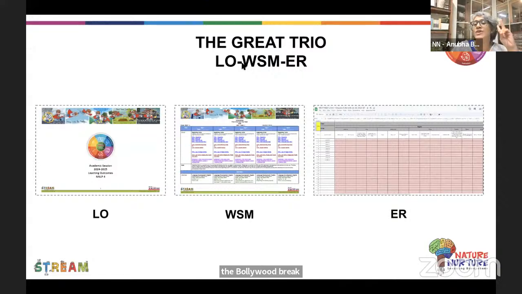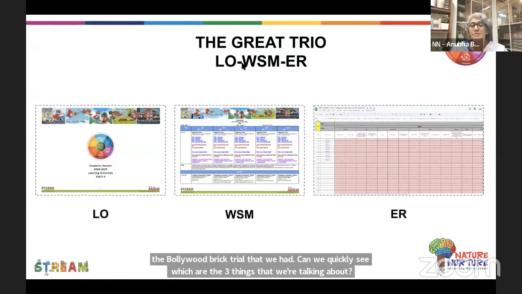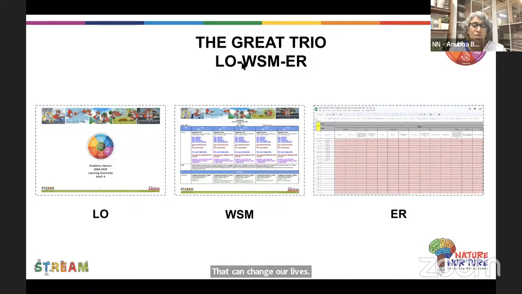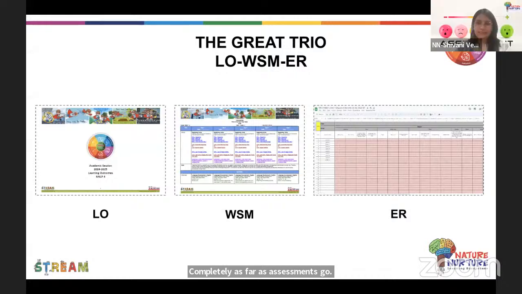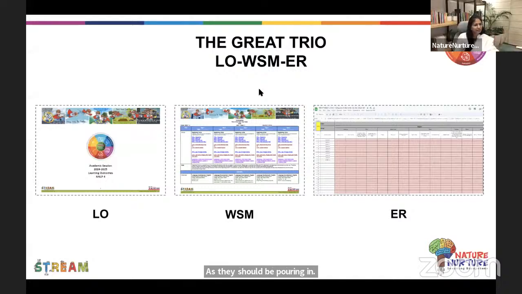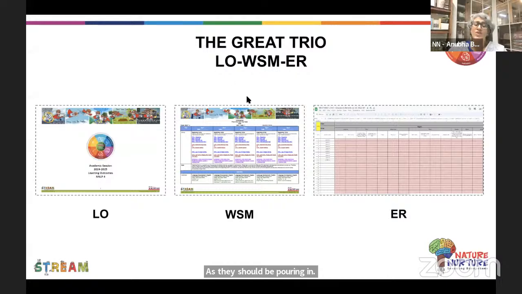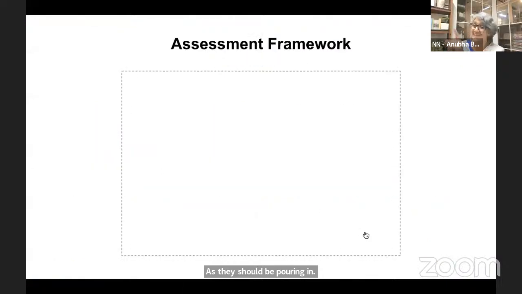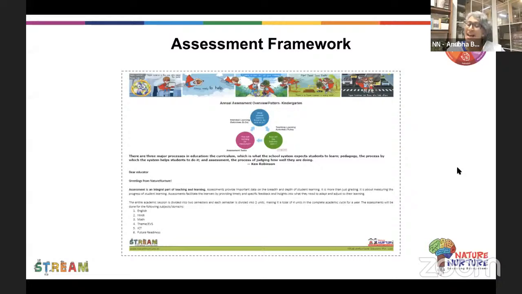Ek jagah jab jama ho tino. Can we quickly see which are the three things that we are talking about that can change our lives completely as far as assessments go? Educators, what are they? Type it in the chat window, everyone. Answers should be pouring in. Yes. Absolutely. So they're saying LO, WSM, and ER in that order. Excellent. Absolutely. We have already been talking about these three things and how to use them, right?